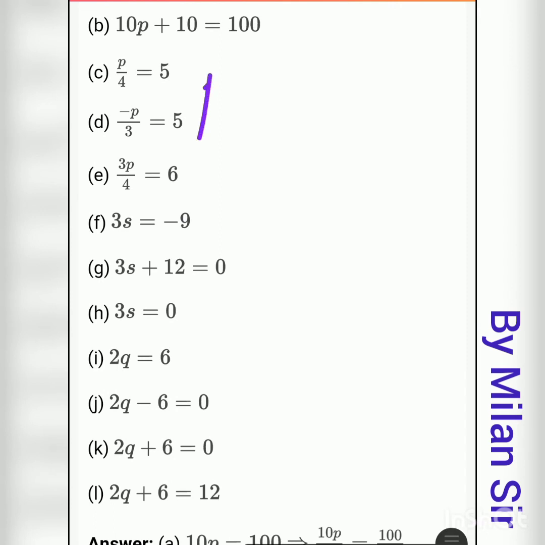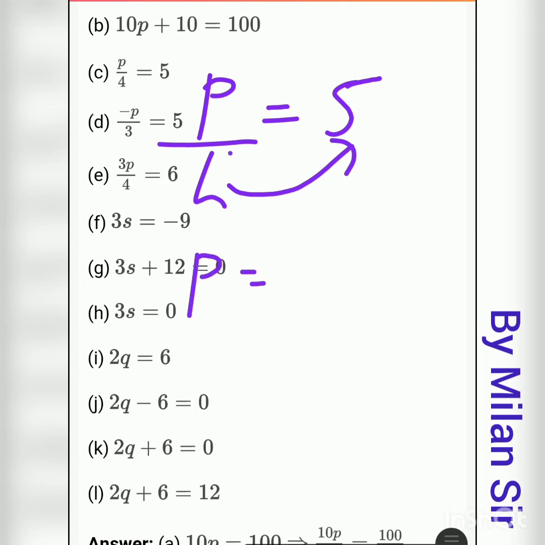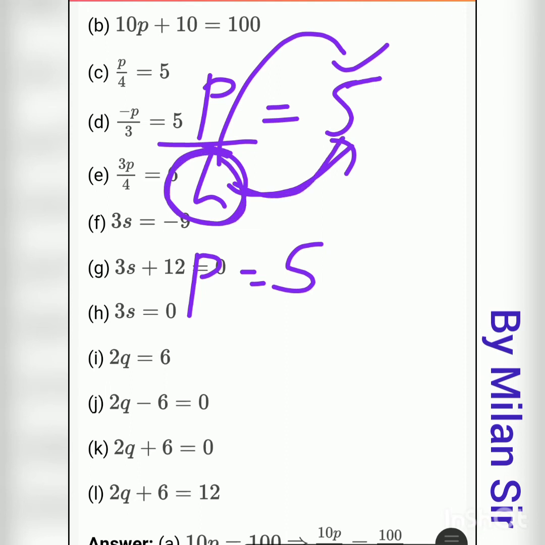Third question, p divided by 4 is equal to 5. Now if we transfer this 4, right now it is in the denominator, so it goes to the numerator. Here we have 5. Now this 4 goes to the numerator, that means multiplication. So p is equal to 5 4s are 20.